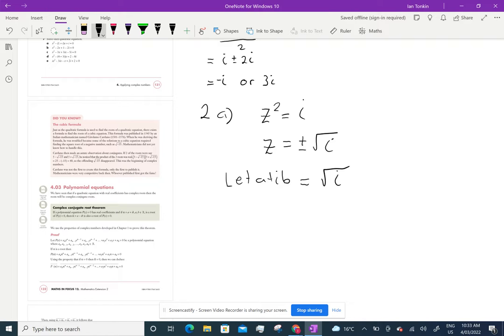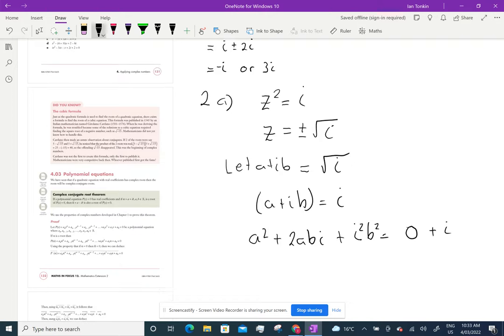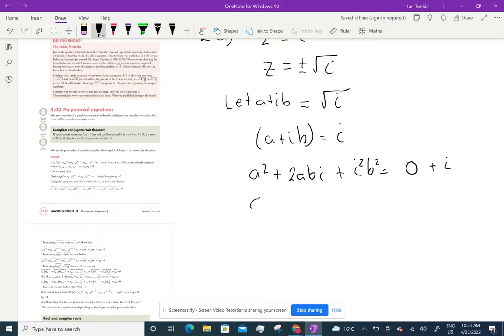Therefore, if I square both sides, I get a plus ib squared equals i, which gives me a squared plus 2abi plus i squared b squared will equal, I'm going to write this another way, I'm going to write that as 0 plus i, because it's a complex number, but it has no real part. So that gives me a squared, and this bit here is going to become negative b squared. So I'm going to put that together because they're both real parts, a squared minus b squared, plus i times 2ab, and that equals 0 plus i.